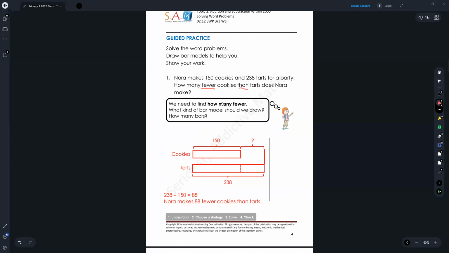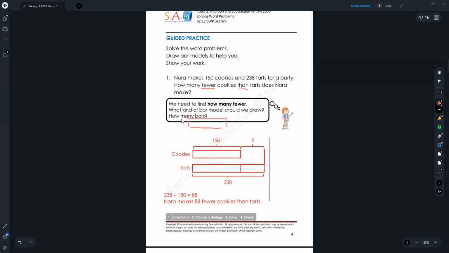So now the next thing is ask students, there are cookies and tarts. Which one has a longer bar, cookies or tarts? The answer is tarts, because tarts is 238 and cookies is 150. Depending on how they want to draw it, they can draw cookies first, as long as they remember that the cookies is a shorter bar.